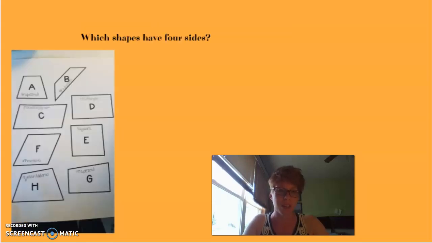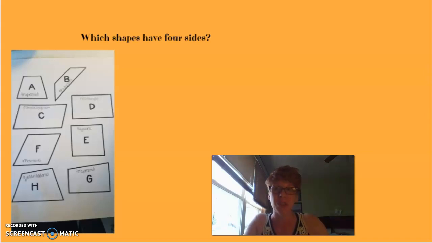So the first question I'm going to ask you is, which shapes have 4 sides? So if you need to pause the video, go through all of your shapes and lay them out in front of you. All right? Go ahead and do that. But we can see that all of the shapes we are working with have 4 sides because we are working with quadrilaterals. And quadrilaterals are shapes with 4 sides.